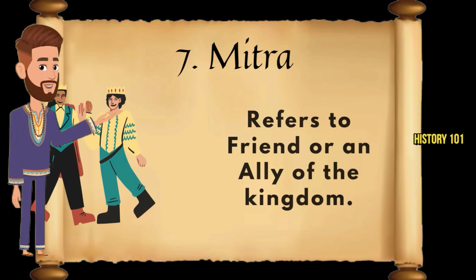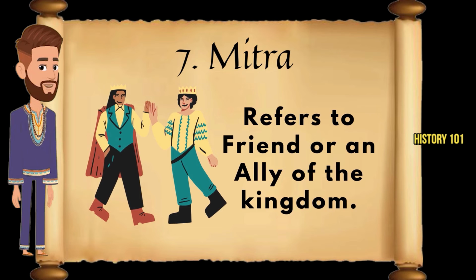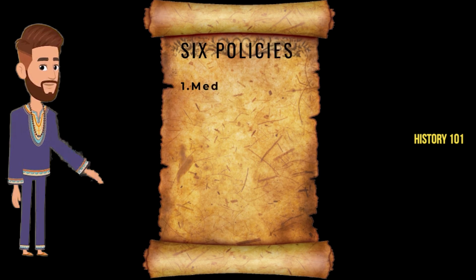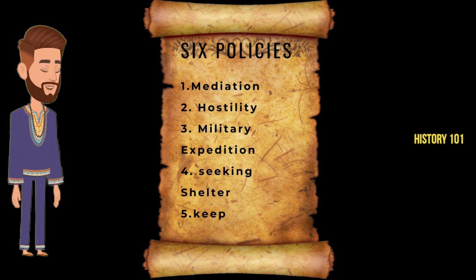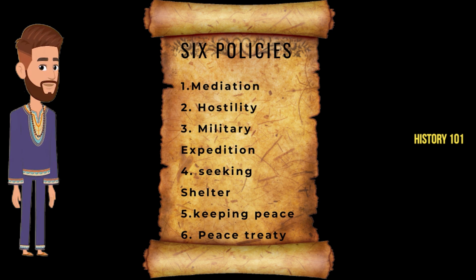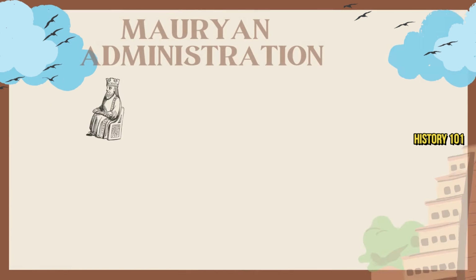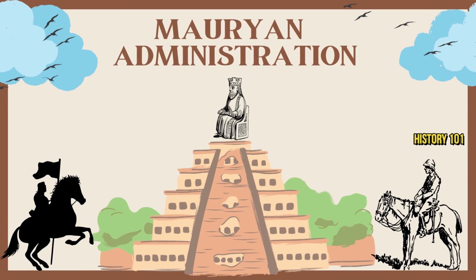Mitra, according to Kautilya, is an ally. From the point of a would-be conqueror, Kautilya discusses the interstate policy and takes into account all possible circumstances. He suggests policies such as mediation, hostility, military expedition, seeking shelter, making peace, and signing a peace treaty. These are the ways in which Mauryan rulers ruled the vast Mauryan Empire.